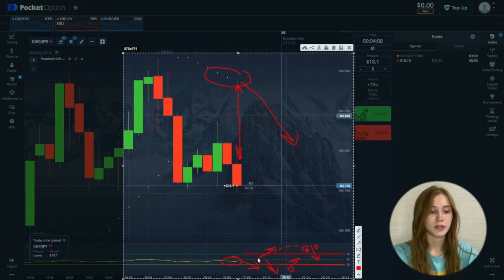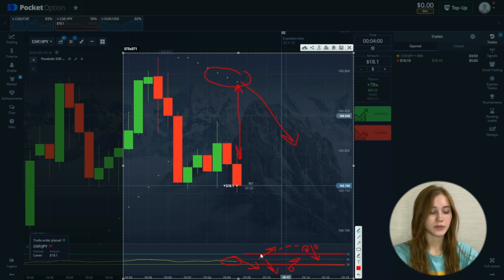But otherwise, when the indicator does not go beyond the boundaries of this area, it's enough to look at the direction of its movement. If it's directed up, then the chart will move up, and if it's directed down, then the chart will move down. That's it. Everything is simple, and we're back to our deal.